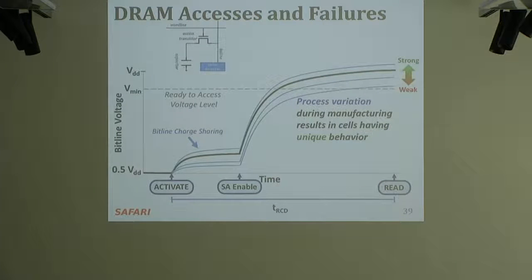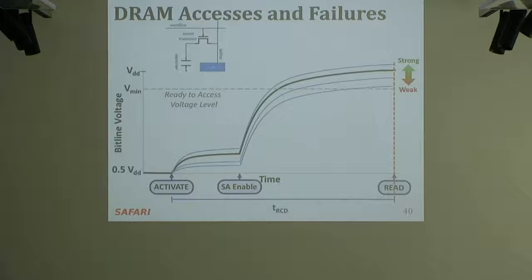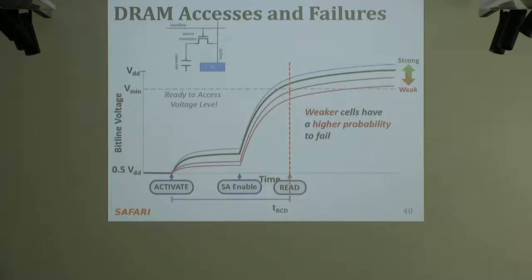And there are some strong cells, as you can see. They become ready to access earlier. There are some weak cells. They become ready to access much later. So the margin for those weak cells is lower. But my point here right now will be this. If you reduce the latency to some level, you see that there's a probability distribution over here. There are some weaker cells that have a higher probability to fail. There are some stronger cells that have a low probability to fail. But there are some cells in the middle that have 50% probability to fail.